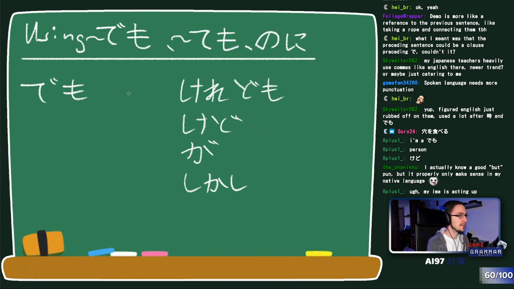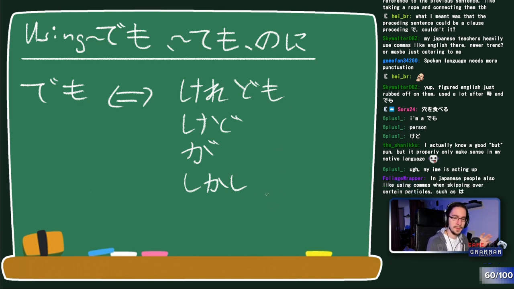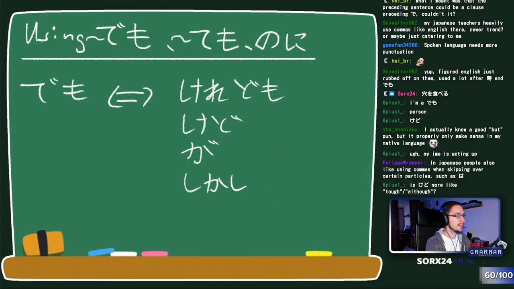Now the big difference between this group here and demo is that these on the right side generally connect clauses directly, not sentences. So all of these can be attached immediately after a noun or a predicate.